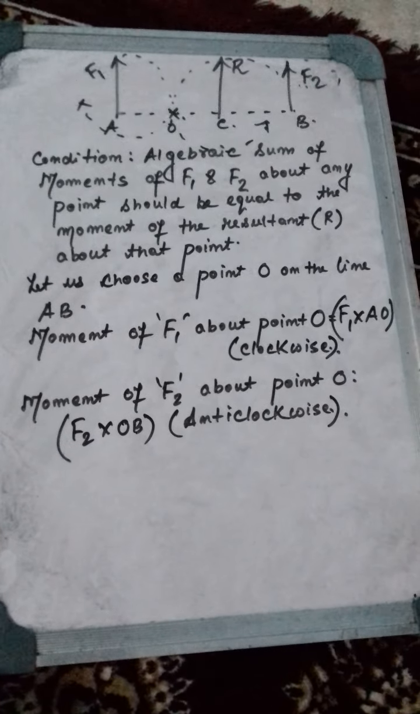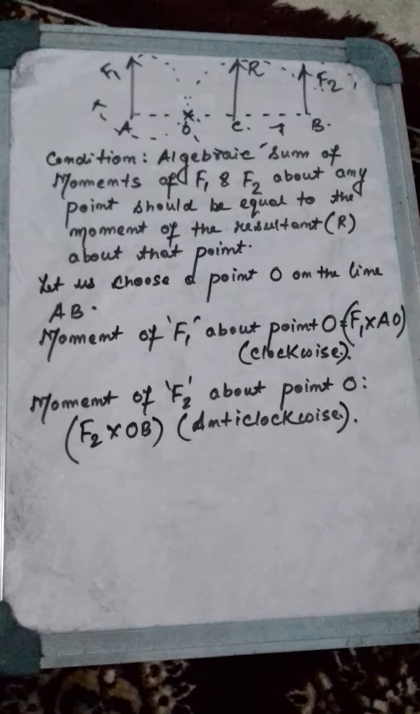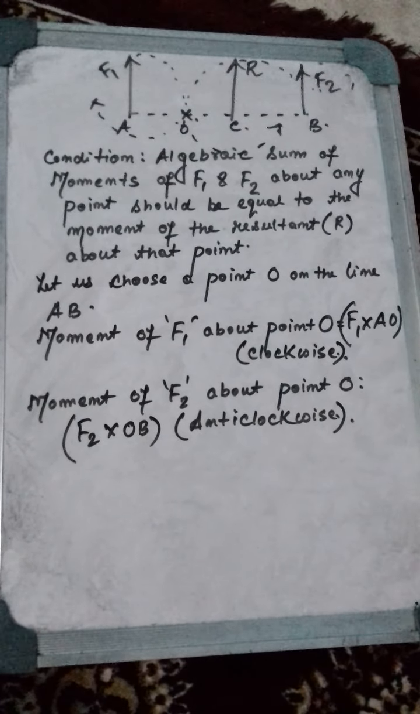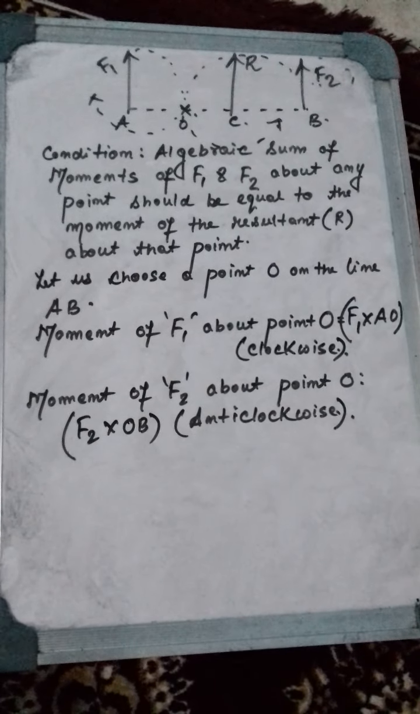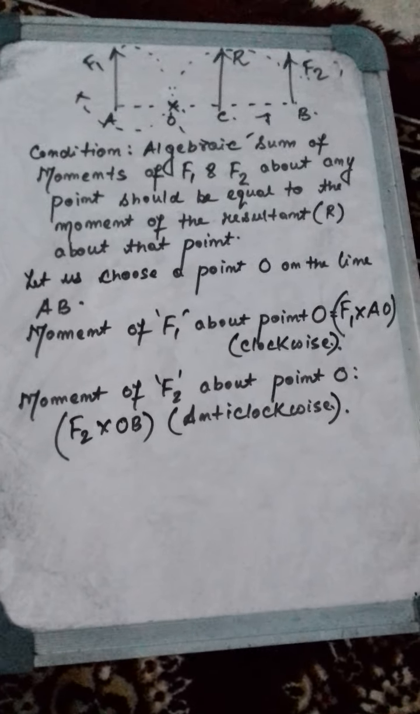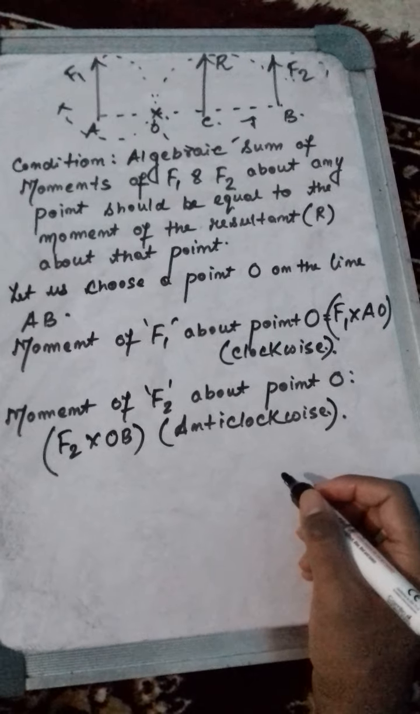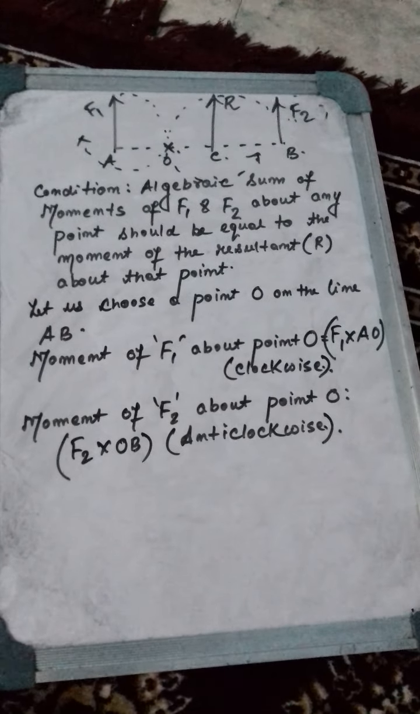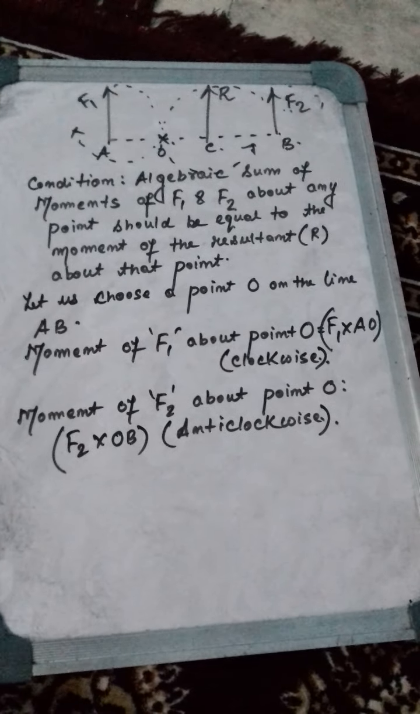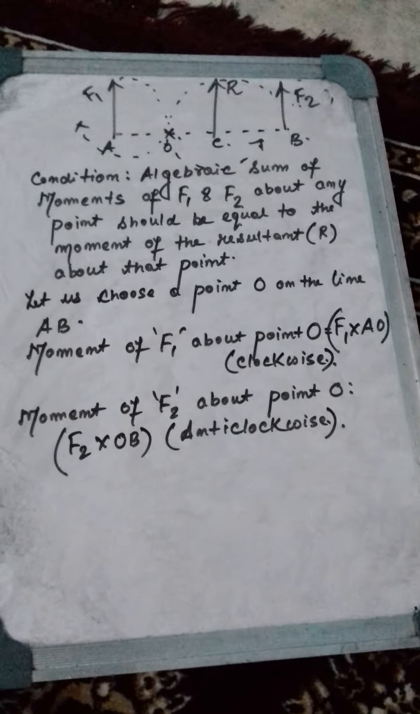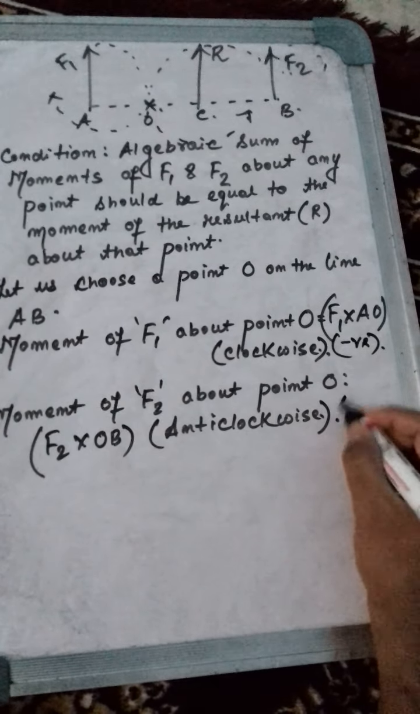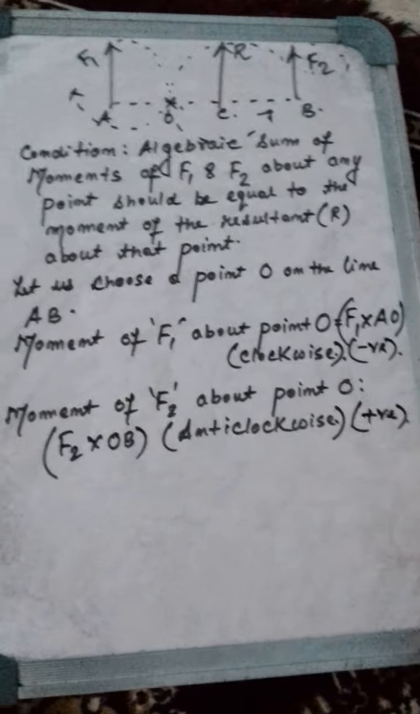Clear? Okay. So if we take the sign convention, clockwise as negative and anti-clockwise as positive. In this concept you can take any sign convention, but you have to apply the uniform sign convention throughout that problem. So here we are taking clockwise as negative and anti-clockwise as positive.